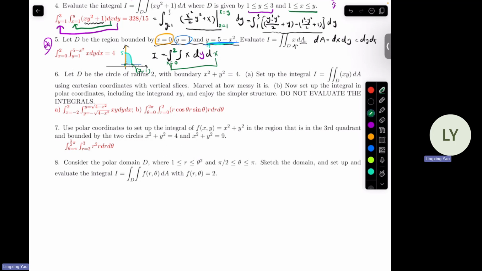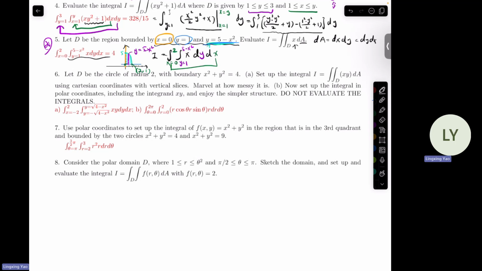And how about the y? y will be starting from this horizontal line, y equals 1, and stop at this curve. Remember, this curve is y equals 5 minus x squared. So y has the lower limit 1, and the upper limit for y is 5 minus x squared. All right, so this is what we set up.